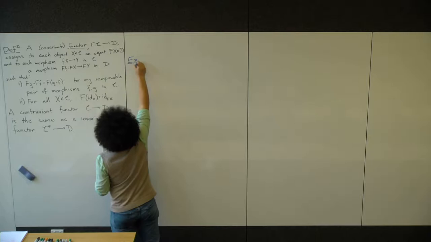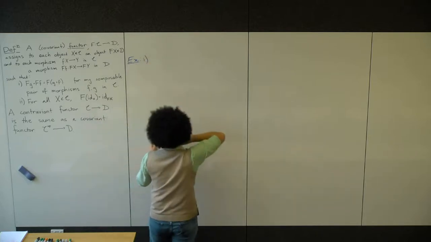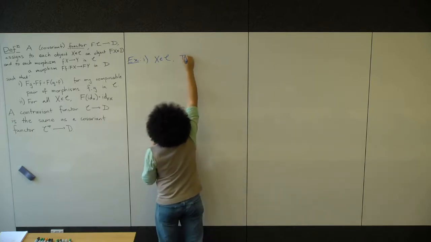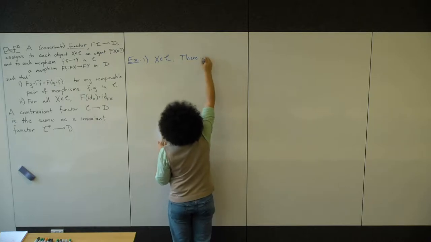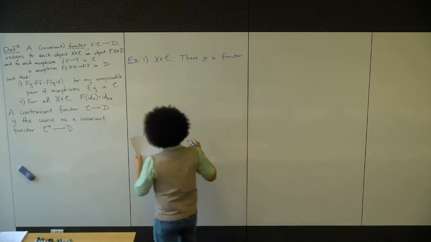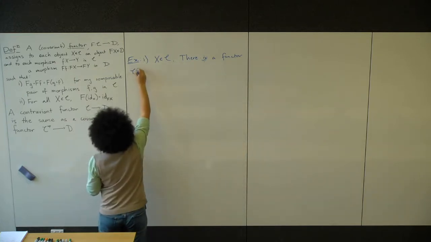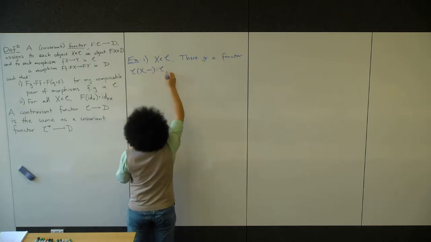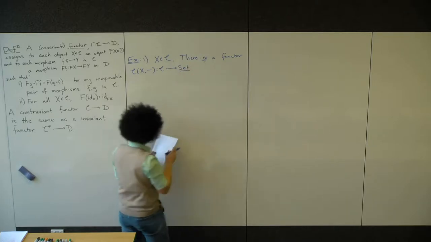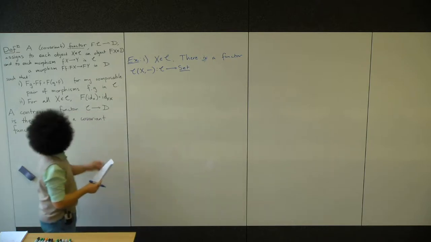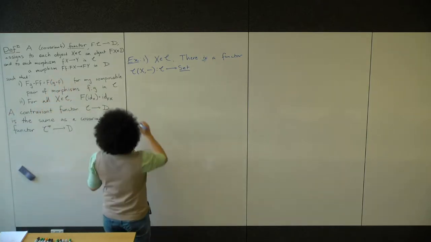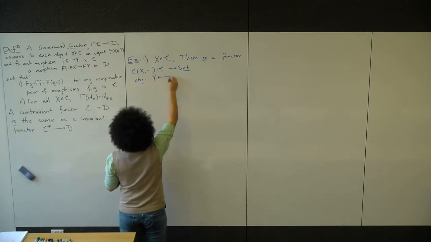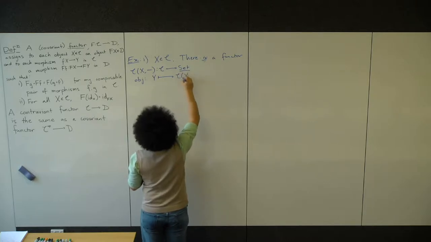All right, so for the first example, we're going to take some object X in our category C. There is a functor, and this is an important one, and we'll write it as C(X, -). It goes from the category C to Set. All right, so what does it do? To describe a functor, we need to say what it does on objects and what it does on morphisms. So on objects, it sends an object Y in C to the set of morphisms in C from X to Y.